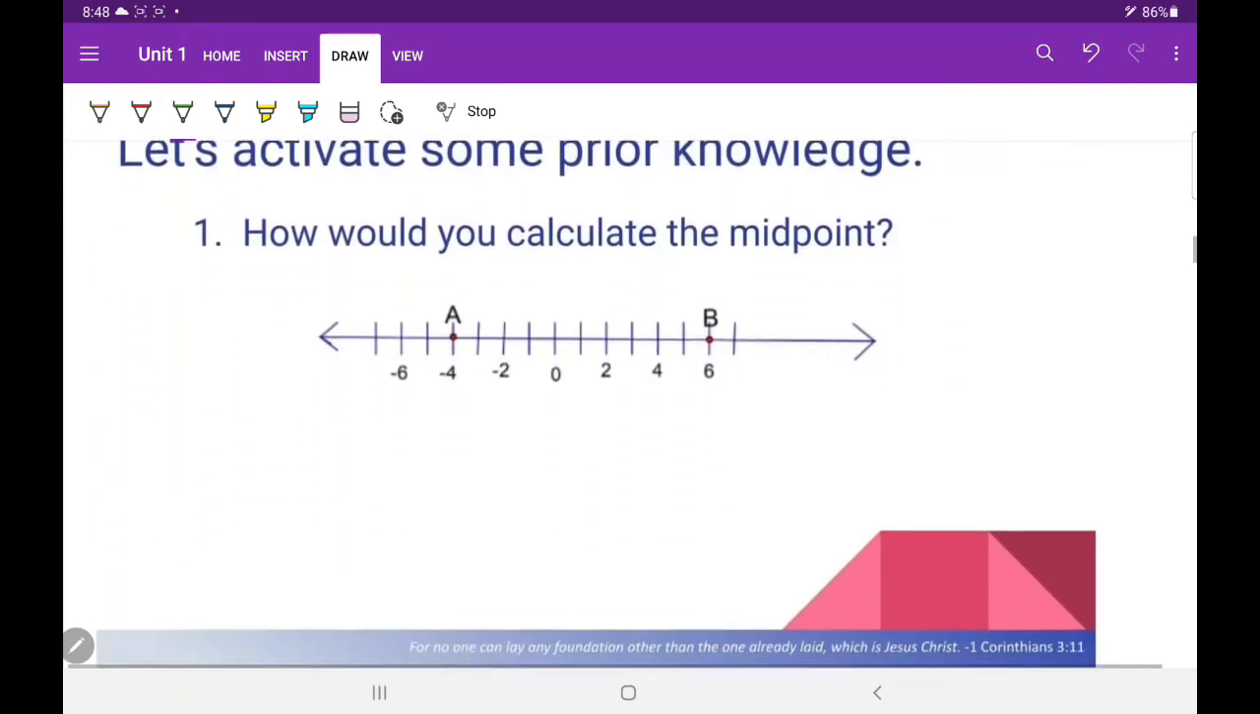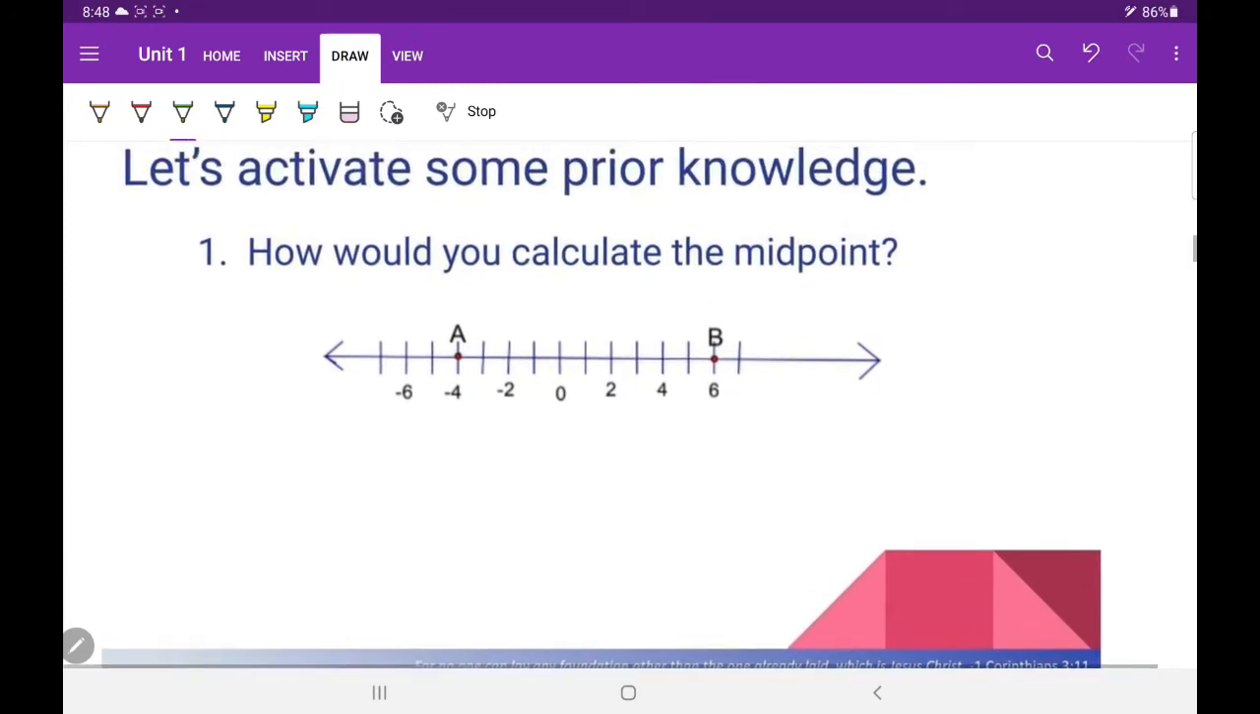Coming to the next question, how would you calculate the midpoint? So I have the same drawing, I have the same 2 points, A and B. How could I count or calculate the midpoint? Just like we said earlier, you could count 10. We have 10 spaces and we know that halfway to 10 is 5. So there's 1, 2, 3, 4, 5. So this has to be the midpoint, +1, right? That's one option of how you could do it.